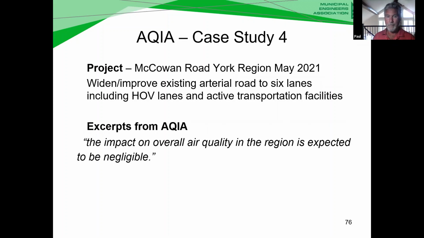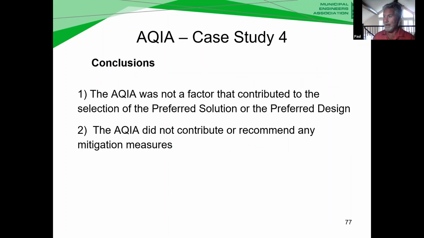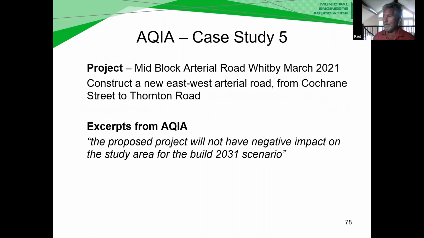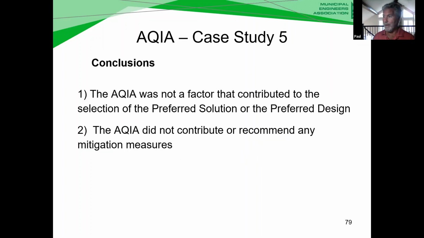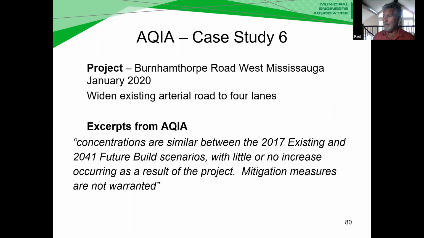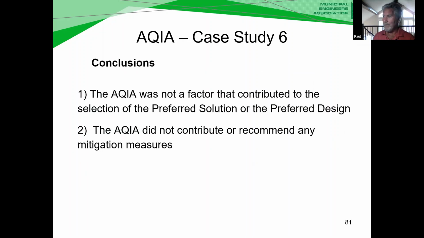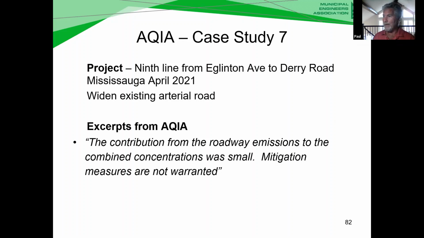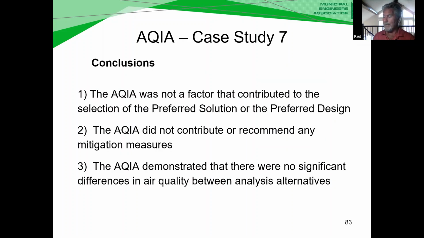which kind of surprised me because apparently they didn't look at them, because they came back with the very same information. The impact on overall air quality in the region is expected to be negligible. That was from another one in New York. So it didn't recommend any preference. It wasn't a factor in selecting the preferred solution or the preferred design, and didn't contribute or recommend any mitigating measures. One in Whitby, same thing. This one in Mississauga, same thing. And the 9th line in Mississauga again, same thing.